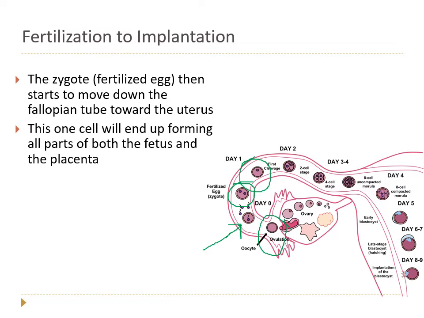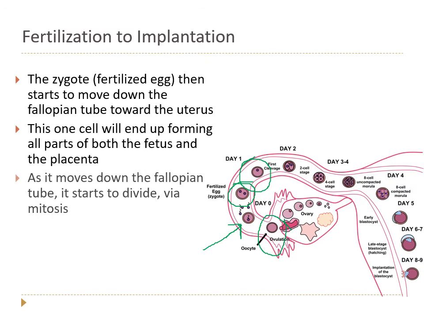And that one cell is going to end up forming all parts of the fetus and the placenta, the umbilical cord, amniotic sac, like I mentioned. So what it's going to start to do is make exact copies of itself first via mitosis. It's going to go from being one cell to being 2 cells, and then 4 cells, and then 8 cells, and then a ball of cells.